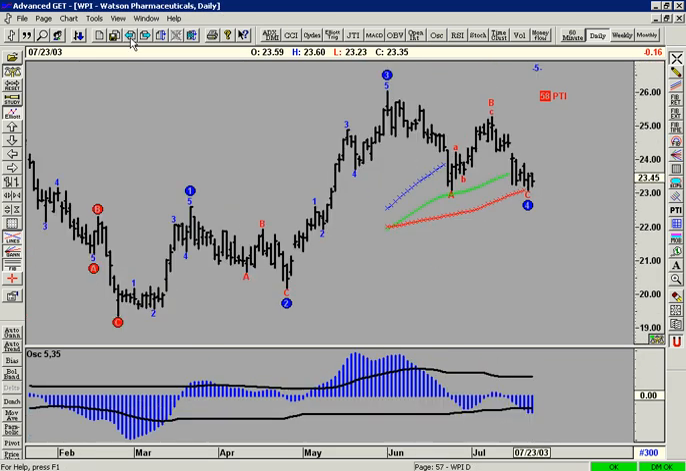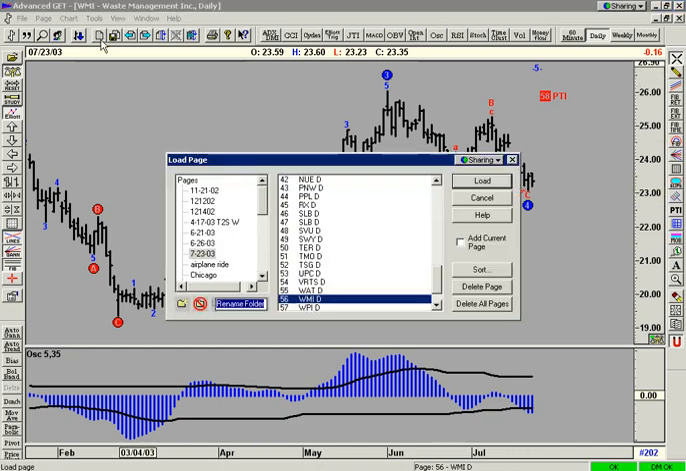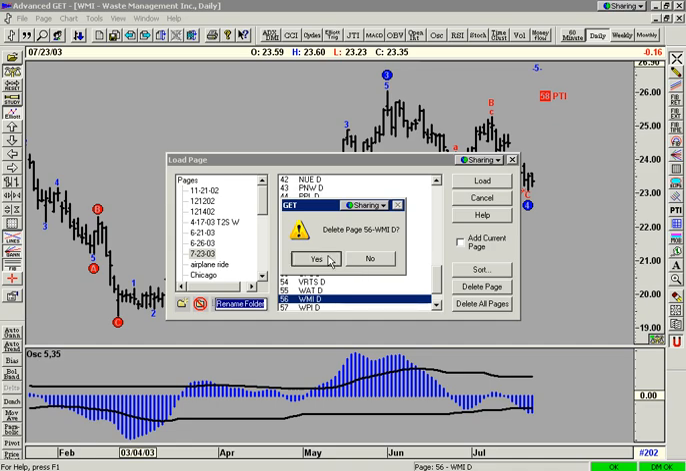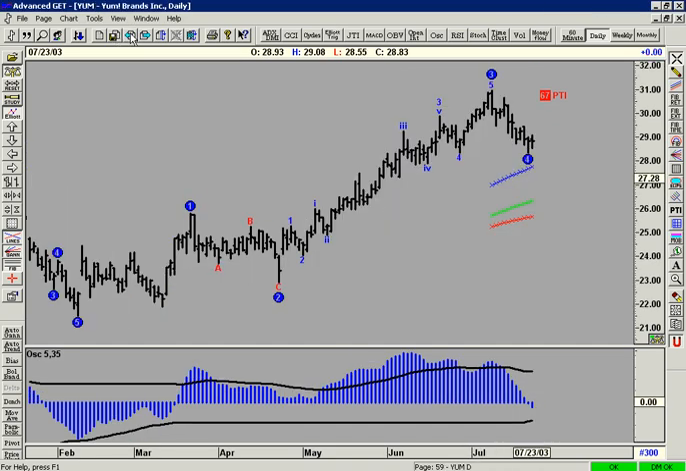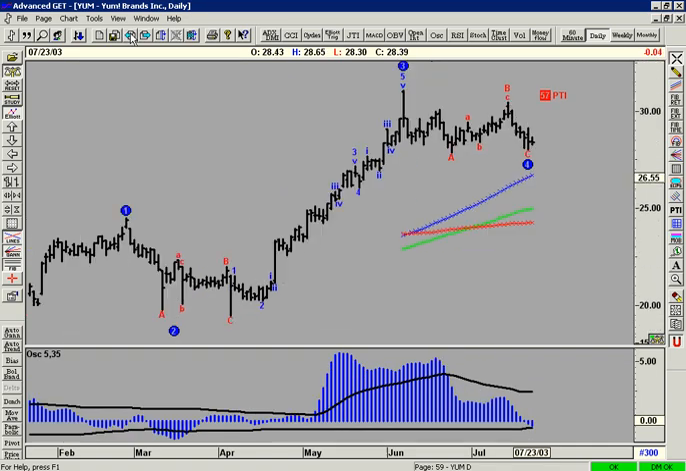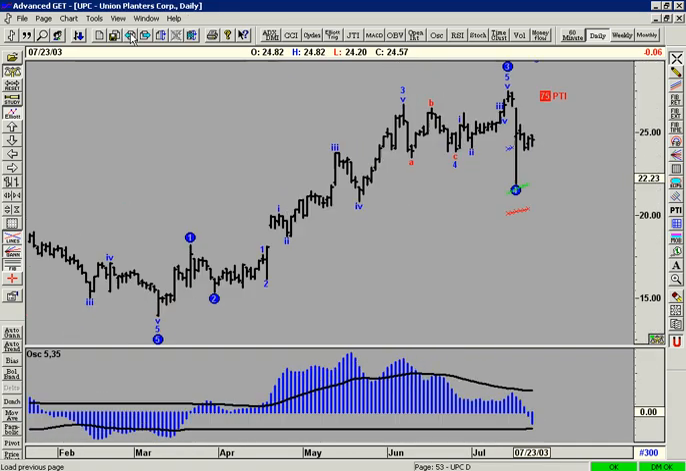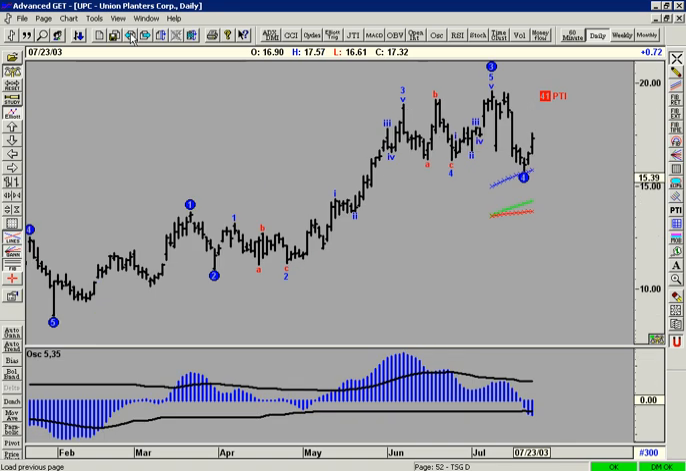I can go back. Yahoo is setting up. Watson Pharmaceuticals. Here's WMI. What's wrong with this one here? Broken the Red Wave 4 channel. We don't need that one anymore. So WMI, and go ahead and delete that page. Go back again. Find another one that we need to delete here.